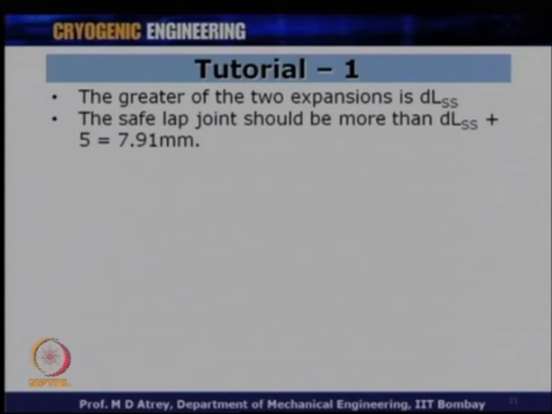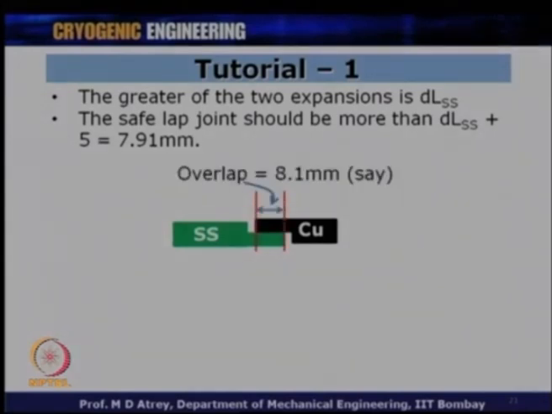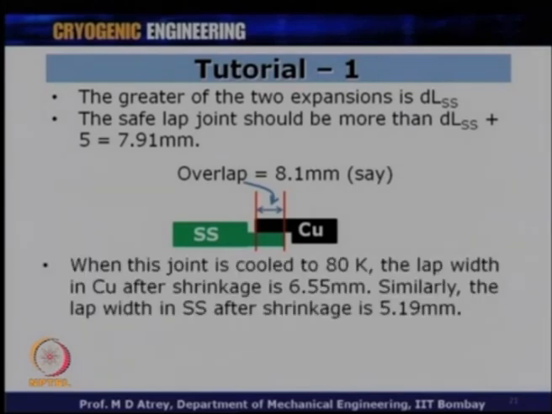So, the safe lap joint should be more than delta L SS, that is the shrinkage of SS, plus 5 millimeter, that is 7.91 millimeter. So, if I take this as 8.1 for example, which is more than 7.91, then the lap width in copper after shrinkage will be 6.55 millimeter. Similarly, the lap width in SS after that will be 8.1 minus 2.91, which is 5.1 millimeter, which means that the overlap is going to be more than 5 millimeter and it can stand the required strength at 80 Kelvin.